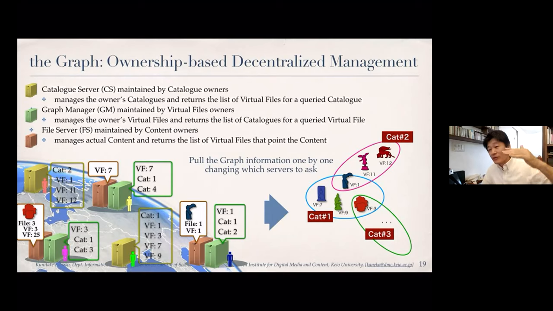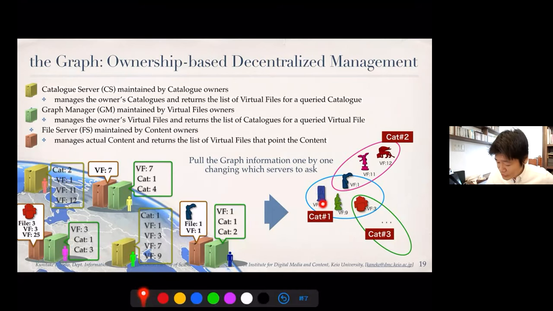I talked about how the graph is created, but that is the content-wise viewpoint. Now I show you the computer system viewpoint, so how we realize it. So the graph system is an ownership-based decentralized management. For example, starting from budget file 7, I go to the 7 server, and then it has cat 1, cat 4. Let's see cat 1.